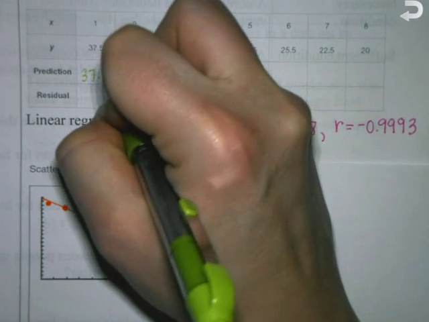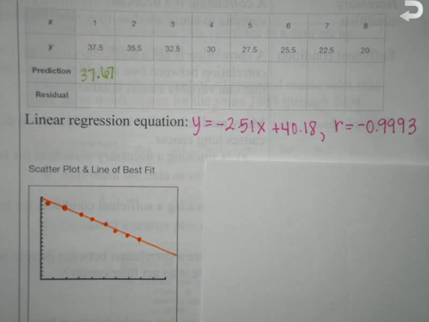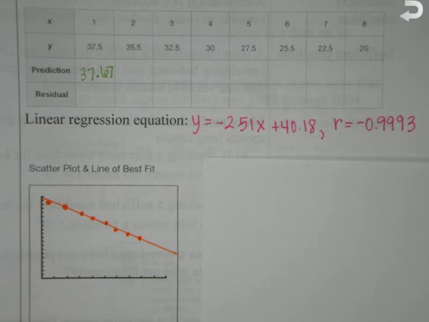Okay? I want you guys to fill out the rest of the predicted values first. Let's check predicted values with each other first before we actually do the residual values. All right, so we know that the first one would be 37.67. What did you get for x equals 2?